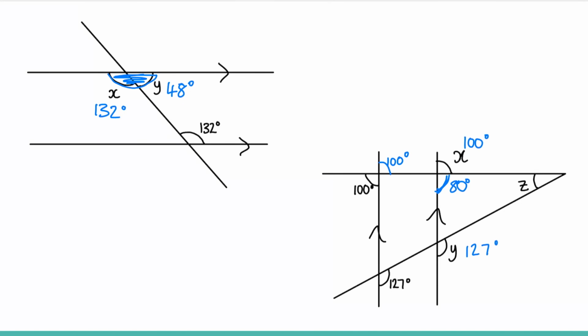And then I can do the same on the bottom side here. They both add up to 180, they're a semicircle. And so the bottom angle there is 53 degrees, 180 minus 127. And now I can find angle Z by doing 180 minus the 80 minus the 53, and that gives me Z, which is 47 degrees.